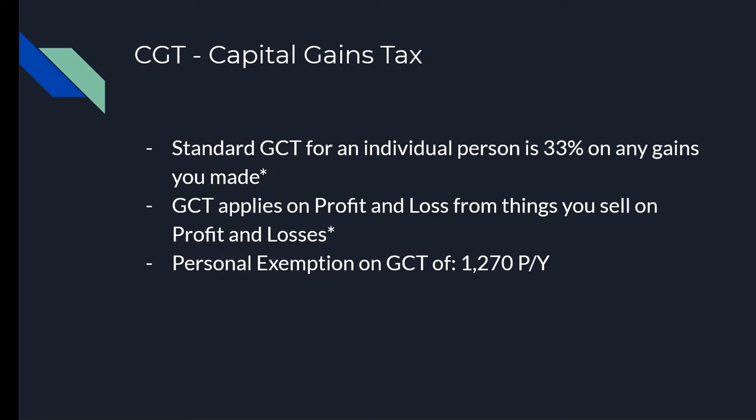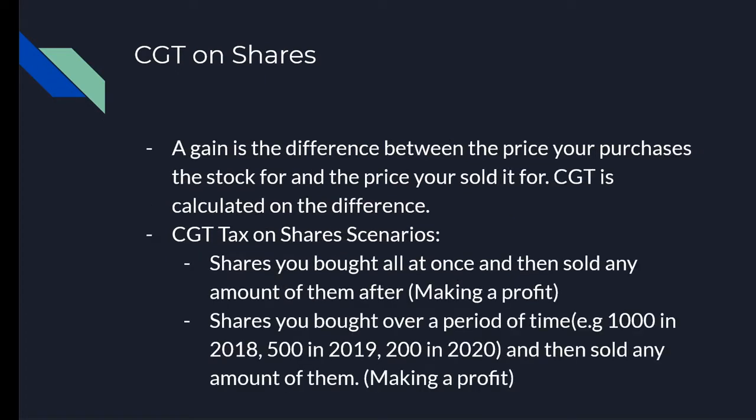I am going to go through a few examples in this slide, but before I start, let me give a brief overview of capital gains tax on shares, right? A gain is the difference between the price you purchased the stock for and the price you sold it for. Capital gains is calculated on the difference. For capital gains tax on shares, there are mainly two scenarios. There are a bunch more, but I'm going to focus on these two, right? And these are, I think, two of the most common.